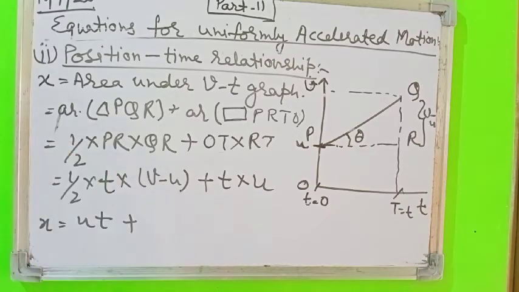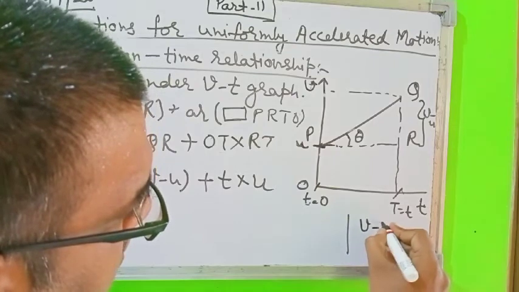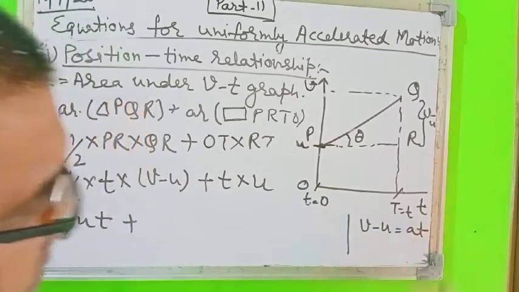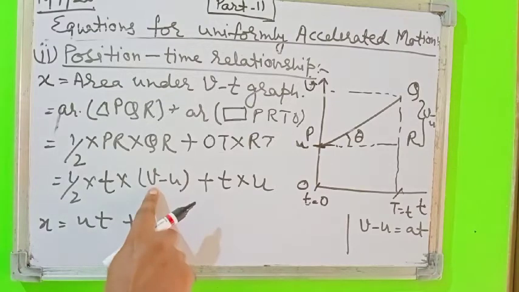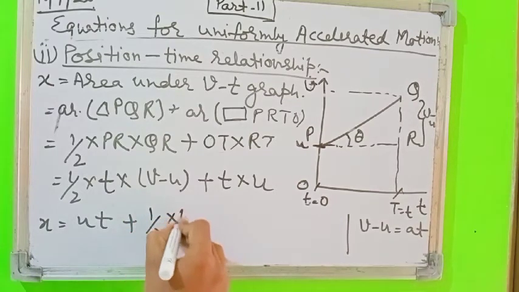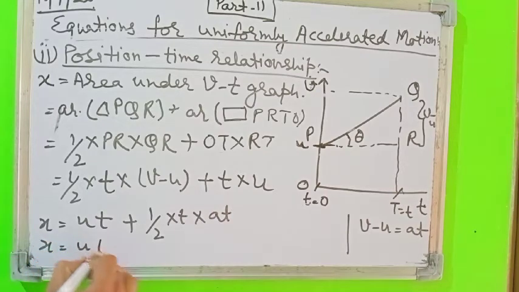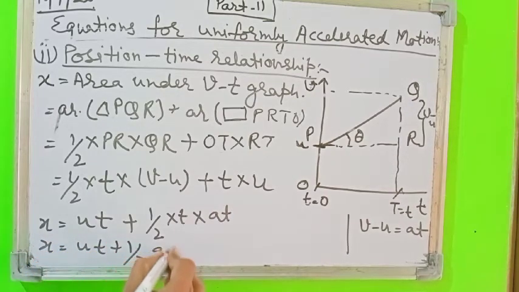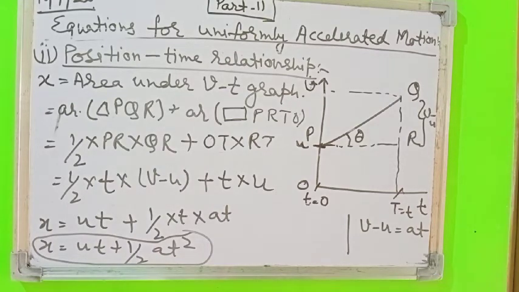half into (v minus u) into t. From the first equation we discussed that v minus u is equal to at, since v is equal to u plus at. So you can replace v minus u with at. So half into t into at, or x is equal to ut plus half at squared. S is equal to ut plus half at squared. This is the position time relationship.